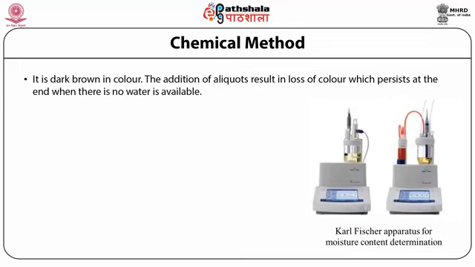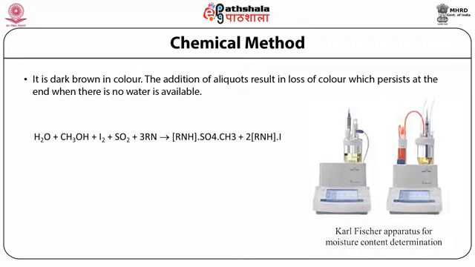The reaction that is involved in this method has been shown in the lower panel. We see that water, dry methanol, iodine and sulfur dioxide, when pyridine is also there, result in the formation of pyridine sulfur trioxide followed by the pyridine salt of methyl sulfate. Here you can see the R represents pyridine. There are also images of the Karl Fischer apparatus, which is a common feature in all analytical labs.